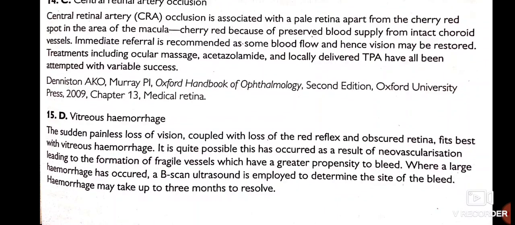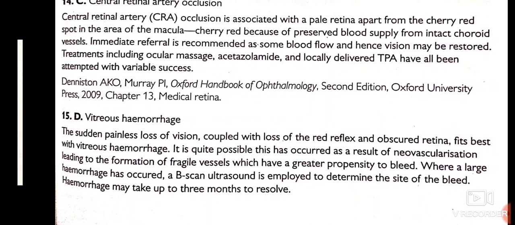A sudden painless loss of vision coupled with a loss of red reflex and an obscured retina fits best with vitreous hemorrhage. It is quite possible this has occurred as a result of neovascularization leading to formation of fragile vessels, which have a great propensity to bleed, where a large hemorrhage has occurred. B-scan ultrasound is employed to determine the site of the bleed. Hemorrhage may take up to 3 months to resolve.